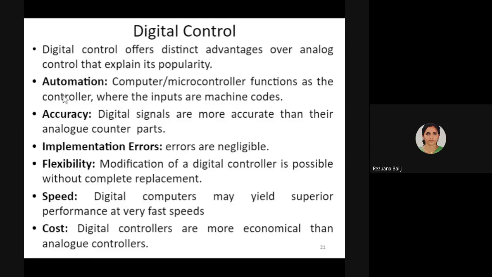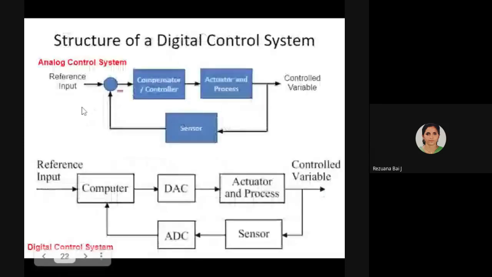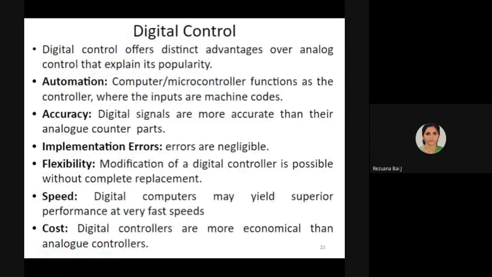The analog signal's main disadvantages are noise and power supply drift. That is the way the accuracy of digital control systems is higher compared with analog control systems. Then coming to the implementation error: in digital, the processing errors are negligible.